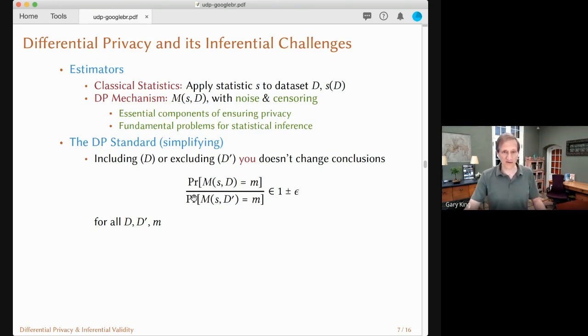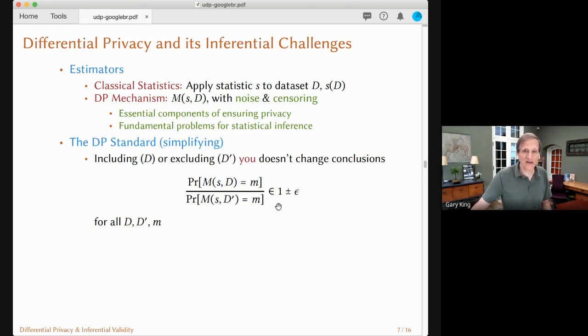And the standard for small values of epsilon is that the probability that the mechanism produces a value M as a function of D is almost the same as the value of that mechanism given D prime. That the probability of producing the same M is the same, or it's within epsilon of 1. And as long as epsilon is small, this actually is a correct approximation to the real definition of differential privacy. And that's true for all D and all D prime and all M.